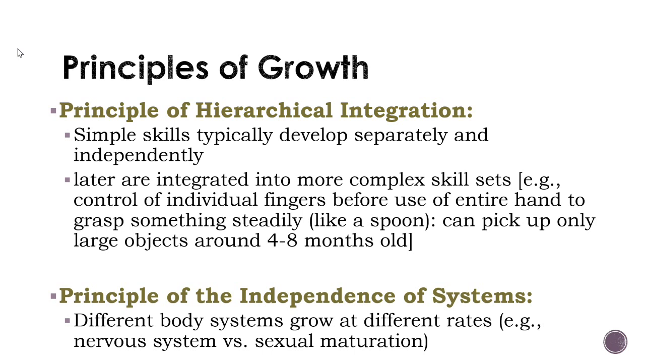For example, the nervous system is functioning well and comprehensively, basically doing everything that it needs to do by birth. So the brain and the spinal cord, these things are developed prenatally. But what about the sexual reproductive systems? Well, sexual maturation, as we know, or if you don't know, we will learn, doesn't occur until puberty, until adolescence. So this is an example of two different body systems in the same human being that are growing and developing completely independently of each other. So that's an example of the principle of the independence of systems.